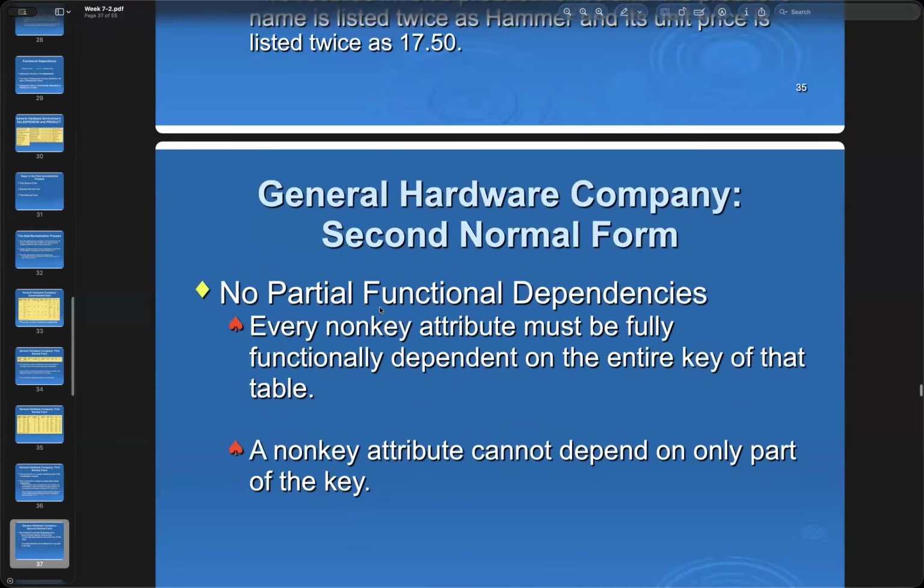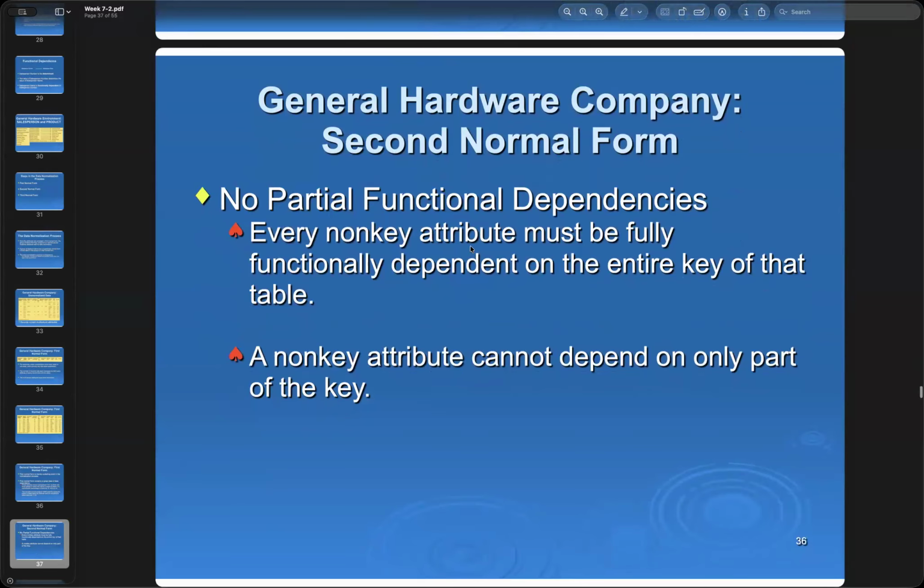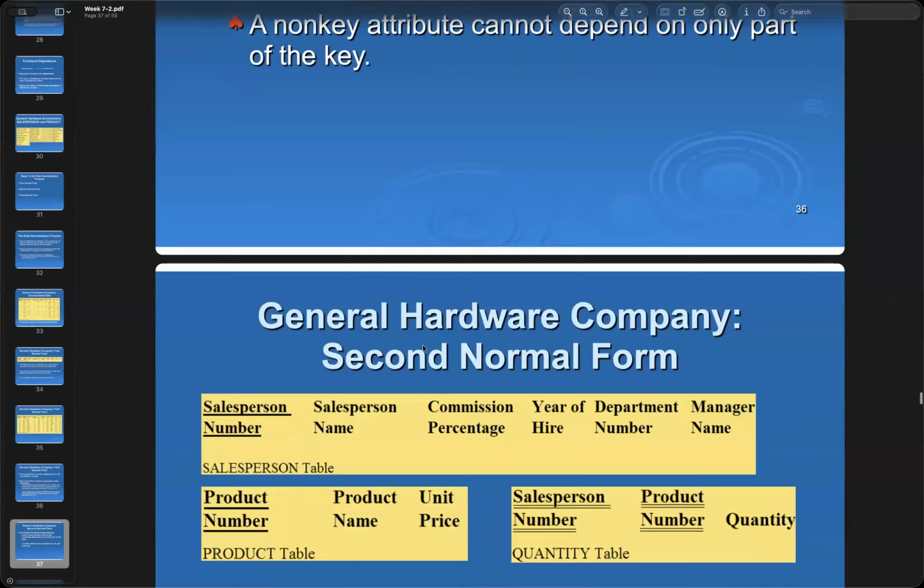Then when we move on, we need to design with no partial functional dependency. If you remember, we have functional dependence, right? So make sure every non-key attribute must be fully functionally dependent on the entire key of that table. So when we learn it, no partial dependency. Non-key attributes cannot depend on only part of the key. So remember, here are the key points.